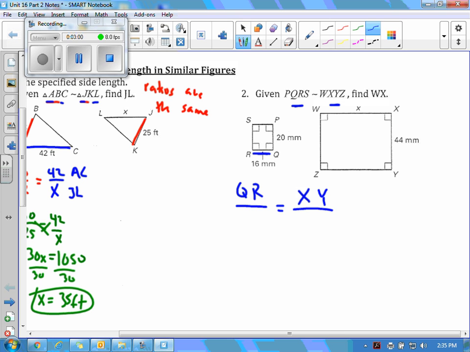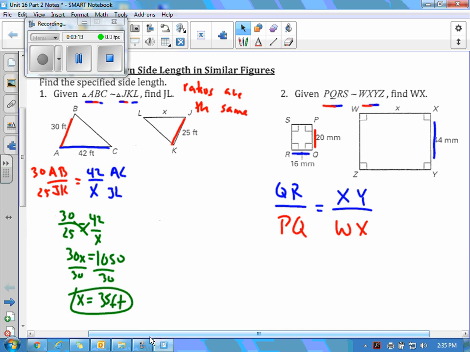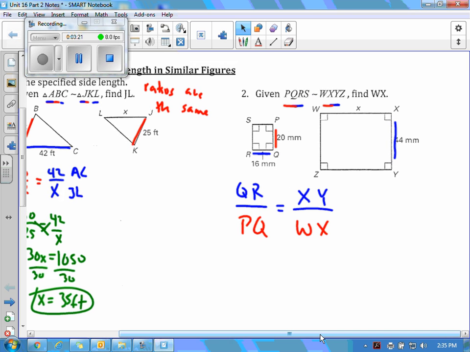So QR and XY match up. Then I can go back to the first one, and I have PQ, because again I'm going to put it in alphabetical order. PQ is the first two letters, so that's going to match up with WX, which are the first two letters on the other one. So hopefully you can tell a little bit of difference between the way I did these, but again it's still going to work out because it's going to match up the same.